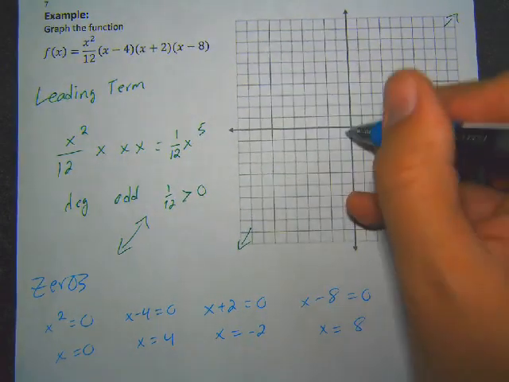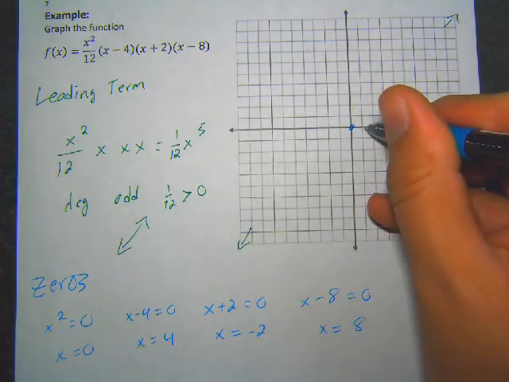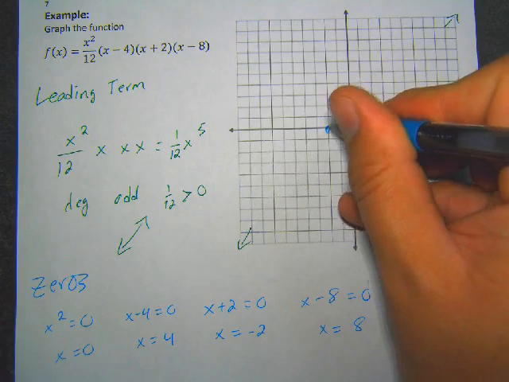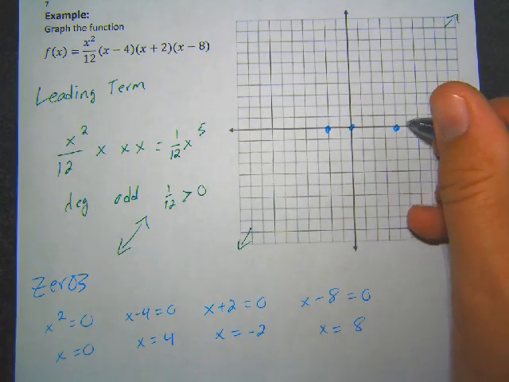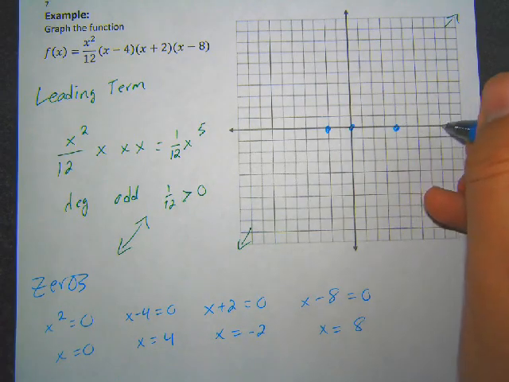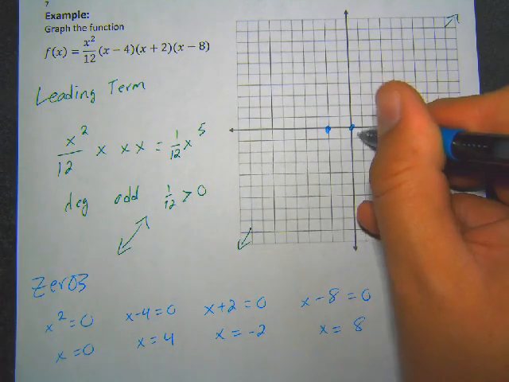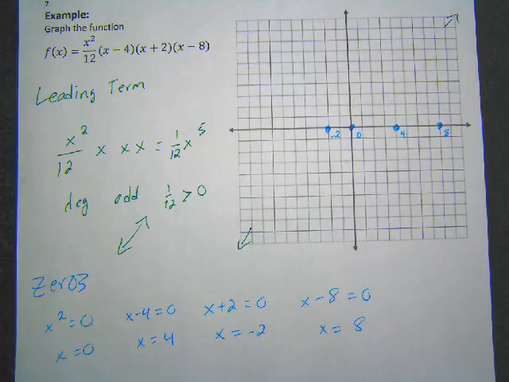We're going to have 1 at 0, so there's a 0 right here. 1 at 4, so 1, 2, 3, 4. There's going to be 1 right there. 1 at -2, so it's going to be back here. And 1 at 8, right? So 4, 5, 6, 7, 8. So 4, 8, 0, and -2. And those would be our 4 zeros.